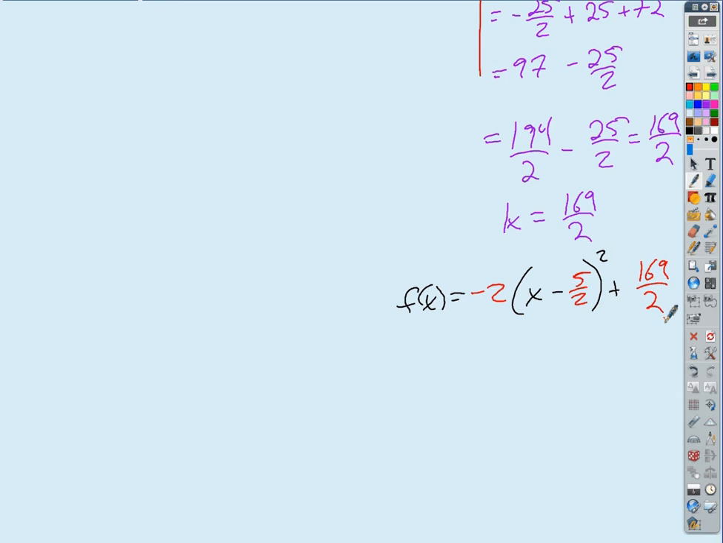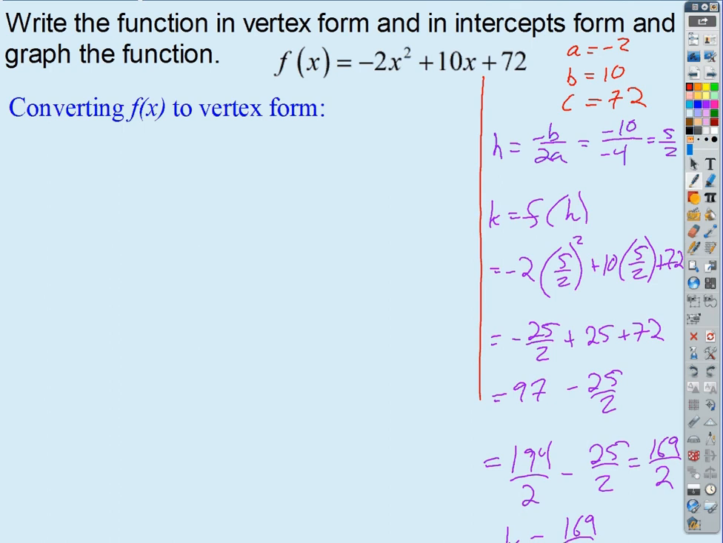I wasn't even planning on doing this example, but that's how we can do it. What's the other way we could do it? So that's what we did, the negative b over 2a method.